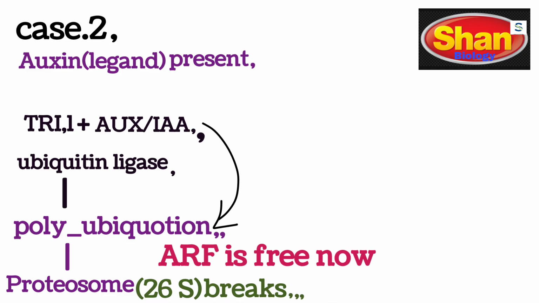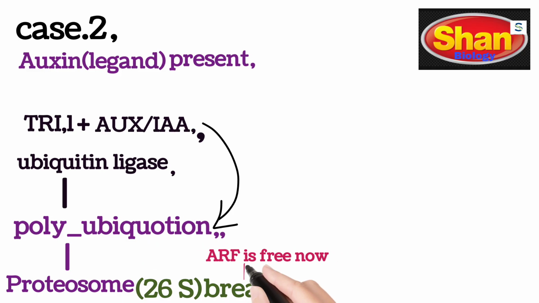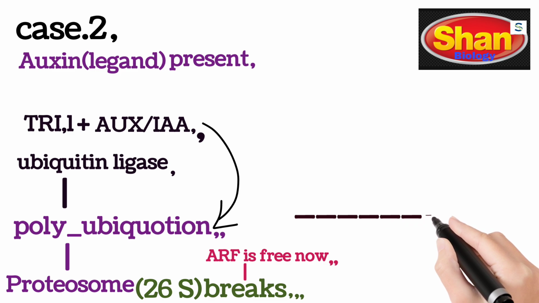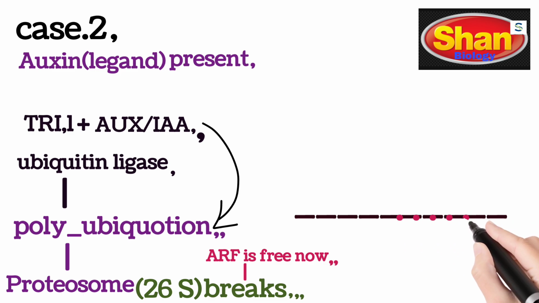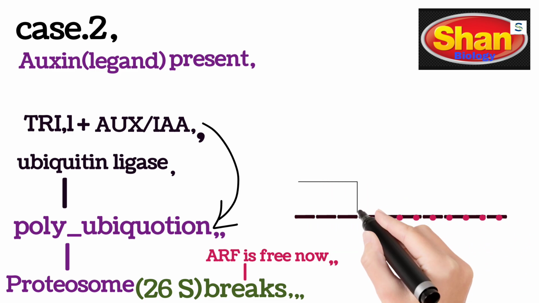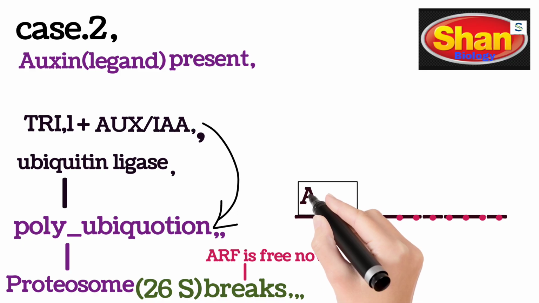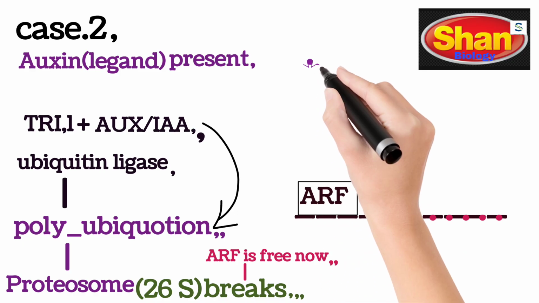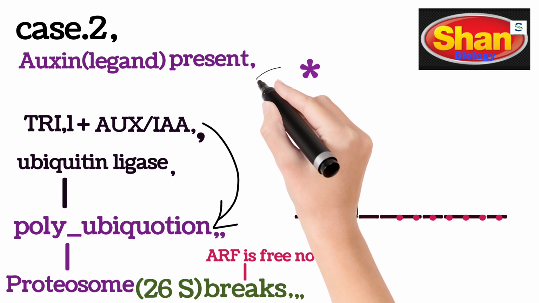Then what is the result? ARF transcription factor is now free. It is dancing. It is ready to perform transcription normally. Let me show you here the diagrammatic representation. This is DNA. These are auxin synthesizing genes. And this is transcription factor ARF. Now here it is a glue, basically auxin.